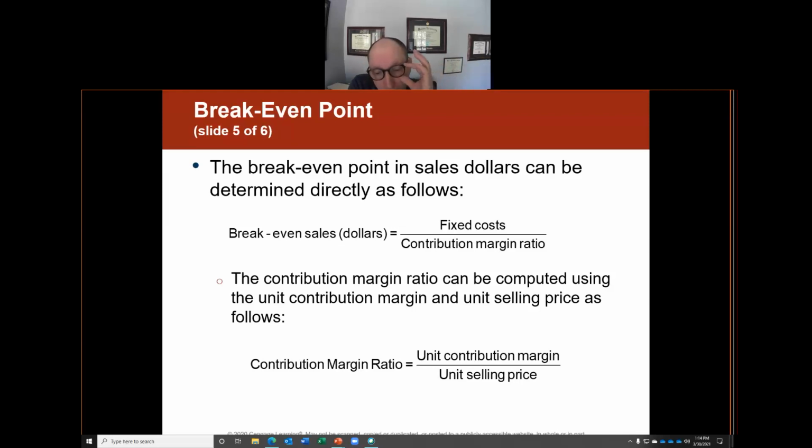As you recall, for the contribution margin ratio, to find it, we take unit contribution margin divided by unit sales price. To find unit contribution margin, you simply take unit sales price minus unit variable cost. That gets you unit contribution margin. Sales price minus variable cost gets my unit contribution margin divided by sales price.